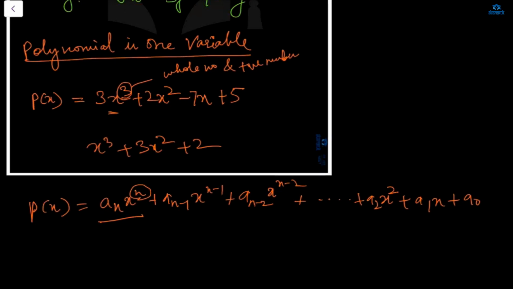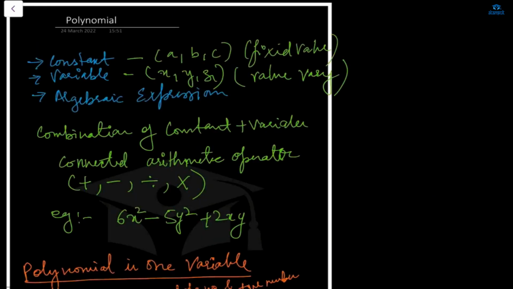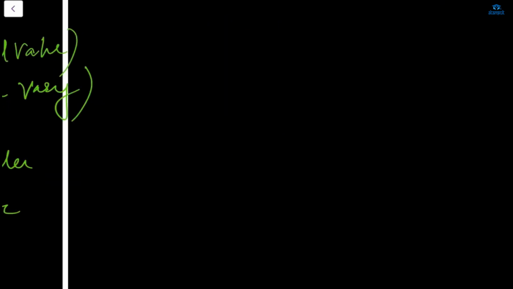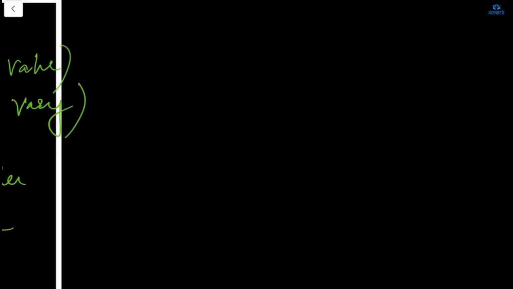Now let's see about the degree of the polynomial. Before that, I'll just quickly tell you two definitions, that is term and coefficient. What do we mean by term and coefficient?